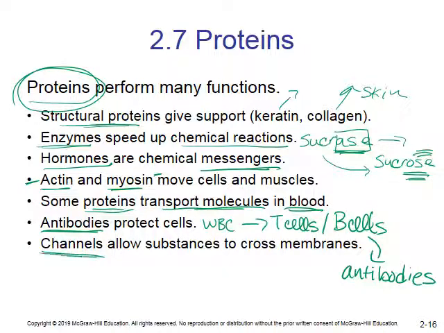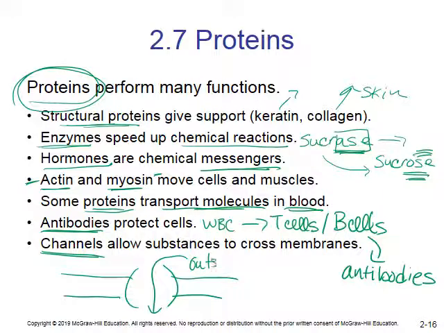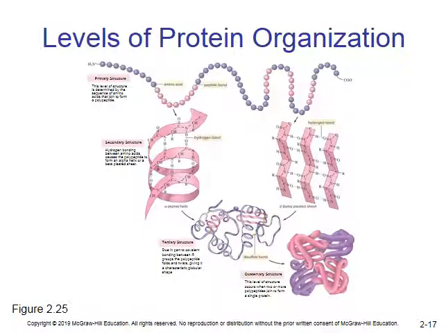And then sometimes proteins can form channels. So you'd have your plasma membrane here, and you'd have a protein channel that allows substances to move from the outside of a cell to the inside of a cell. So you can see proteins have a lot of different jobs, right? It's not just one job, it's a multitude of jobs.